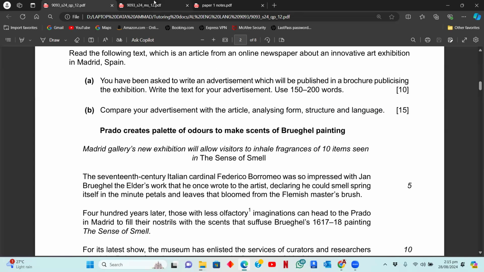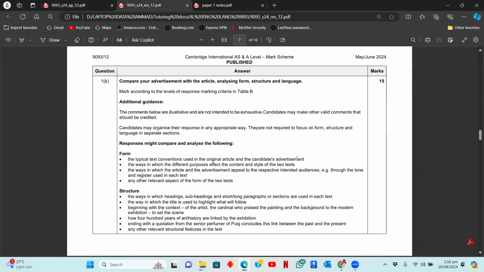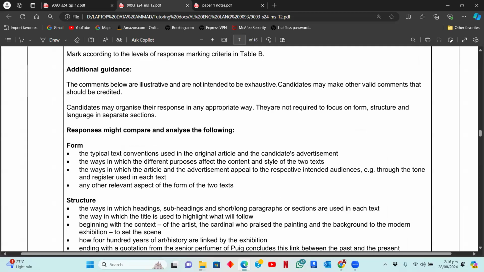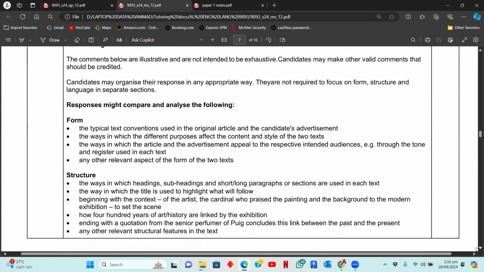Okay. Let's also look at the marking scheme and see what they're expecting from you. In this particular question, you can compare and analyze the following. For form, the typical text conventions used in the original text and in the candidate's advertisement. Look at the text conventions, the ways in which the different purposes affect the content and style of the two texts. Again, the consequence or connotation of each thing has to be explained.